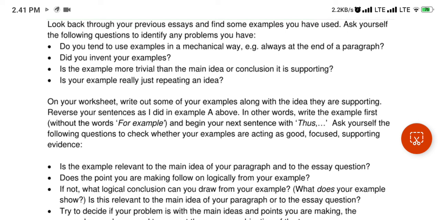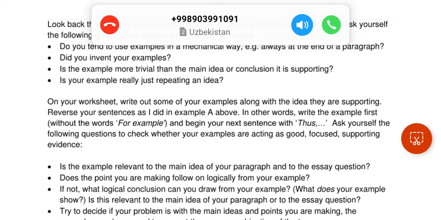Reverse the sentences, as I did in example A above. In other words, write the example first without the words "for example". Then begin your next sentence with "thus". Ask yourself the following questions to check whether your examples are acting as good, focused, supporting evidence.